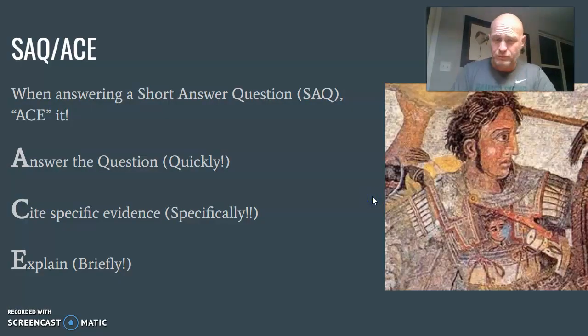Once again, use this method. ACE the short answer question. This is an acronym that you will come to know well when answering a short answer question. ACE. Answer the question quickly. Cite specific evidence specifically. Use specific historical terms and evidence. Draw upon your knowledge to answer the question and then explain. Again, briefly.